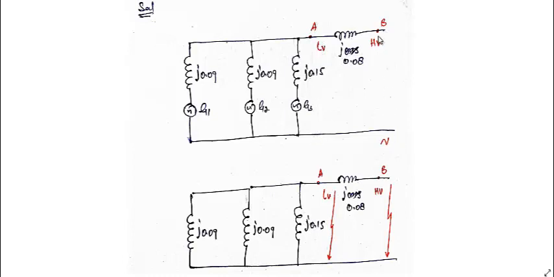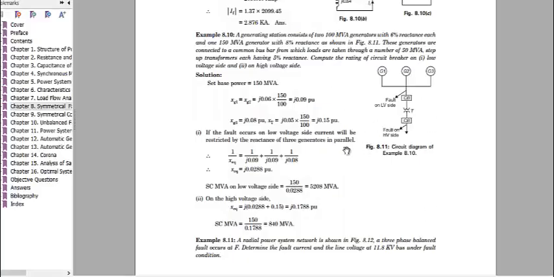At high voltage, we need to see how they are connected, and at low voltage how they are connected. When a fault occurs at point B, the total fault impedance between B and N will be the parallel combination of these three plus this. If the fault occurs on the low voltage side, it will be only the parallel combination of these three, because this will not come into the picture. This was necessary to show you, because here the equivalent circuit has not been shown.